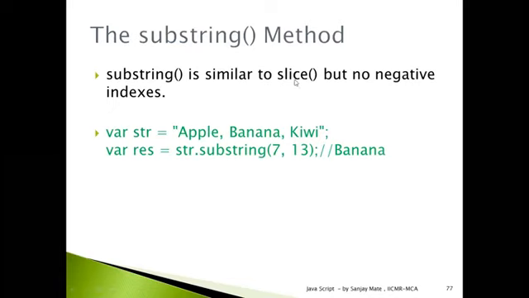Substring is similar to slice. Substring and slice are the same, but in substring you do not have negative values, no negative index. In slice we can use -12, -3, but in substring we are not going to use them. Here we only provide positive indexes. This is the starting index and this is the ending index. So here I can have str.substring from the 7th index to the 13th index, and it gives me the particular string. So you can use that substring.